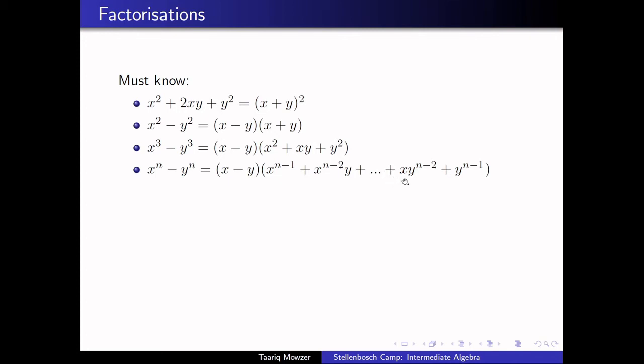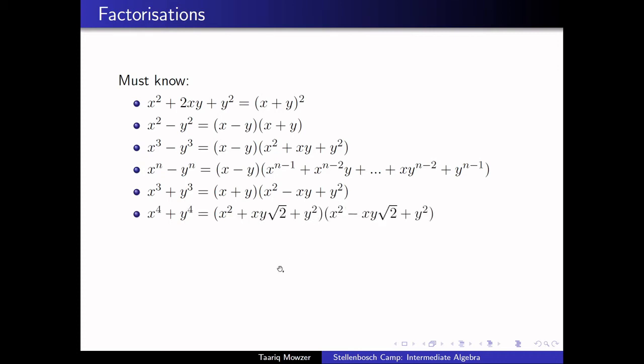This goes on and on until you reach the other side, which is x times y to the n minus 2 plus eventually y to the n minus 1. See, the x exponents are still decreasing here, and the y exponents are increasing. This one's also fairly important. Next is x cubed plus y cubed, sum of cubes. Very similar to this one. The only difference is that there's a plus sign here and a minus sign here. So x cubed plus y cubed equals x plus y times x squared minus xy plus y squared.